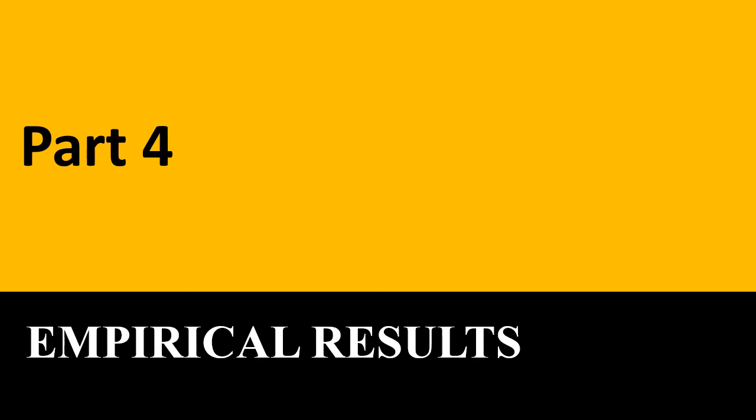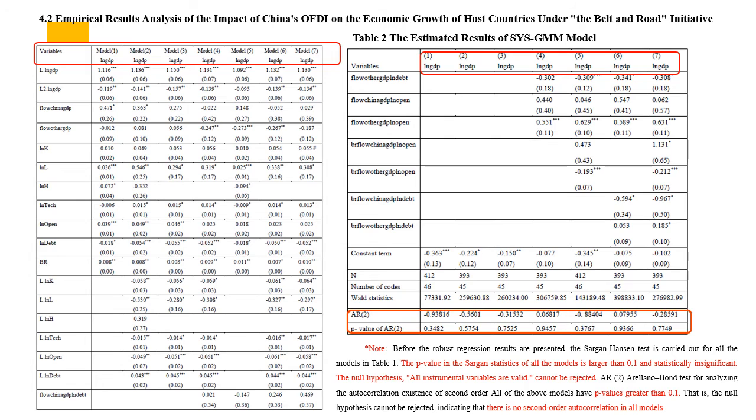For part 4, empirical results. First, we can look at this slide. All the models in table 2 before the robust regression results are presented. The Sargan-Hansen test is carried out for all the models in table 2. The p-values of the Sargan statistic of all models are larger than 0.1 and insignificant. In the AR2 test for analyzing the existence of second-order autocorrelation, all of the above models have a p-value greater than 0.1, indicating that there is no second-order autocorrelation in all models.